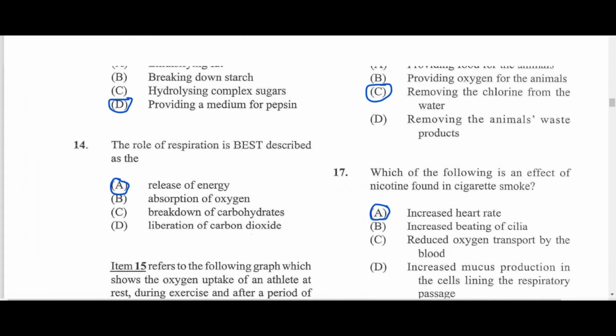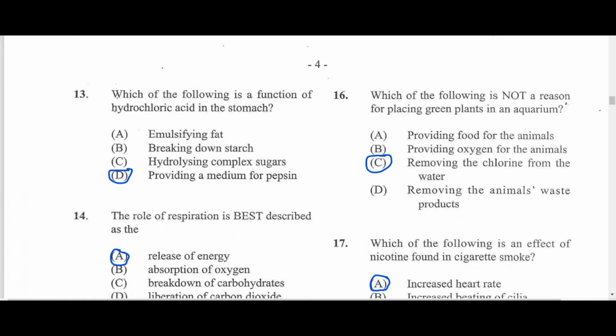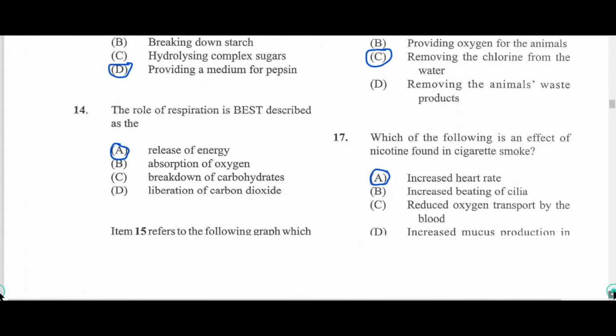Now we move on into question number 16. Which of the following is not a reason for placing green plants in an aquarium? Now this question seems to be one of those questions that continue to repeat from time to time. For 16, my answer there is C, removing chlorine from the water. Of course the plant could be a food for the organisms, could provide oxygen, and could remove waste, that being carbon dioxide. So of course C is going to be the most suitable answer.